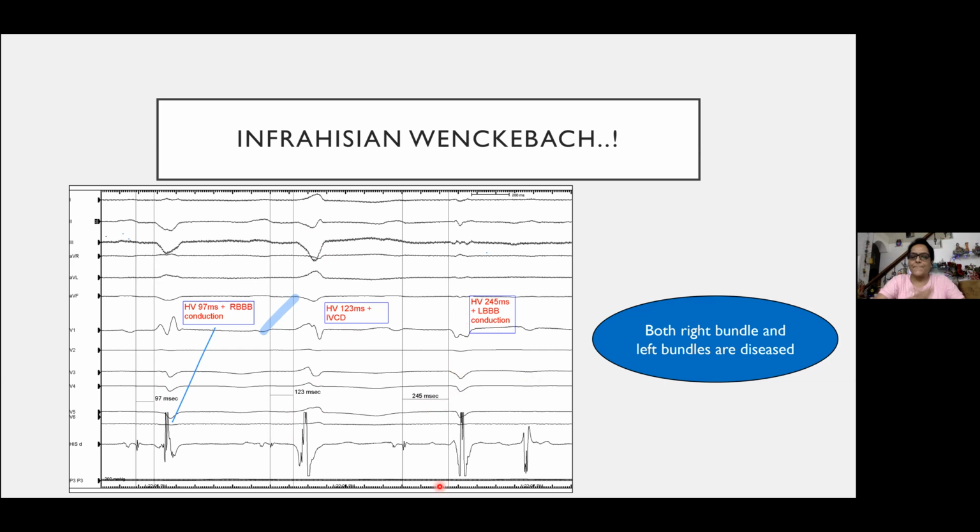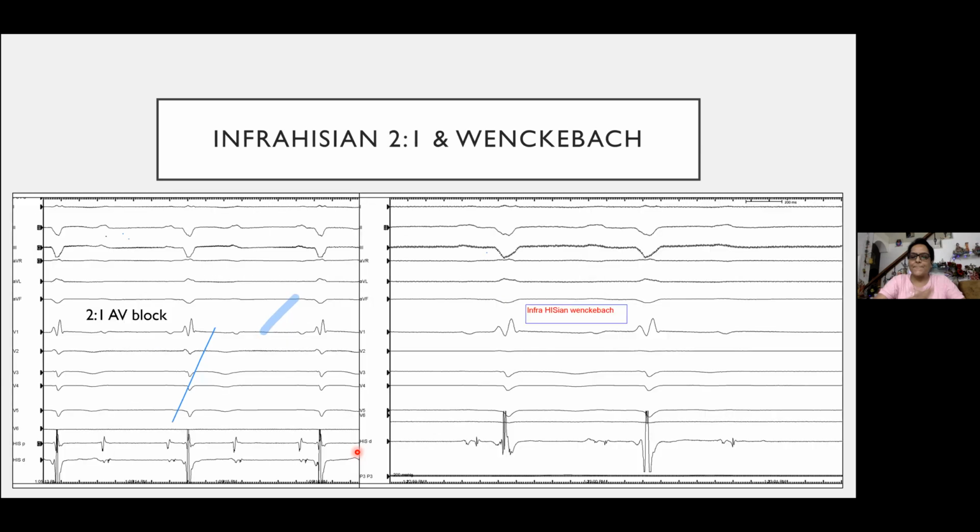So this patient has right bundle abnormality. This patient has definitely his bundle disease, and this patient is also having a left bundle abnormality. So this is purely a diseased conduction system that we are dealing with. And these are very rare occurrences of infrahisian Wenckebach that you see. So both right and left bundle are diseased.